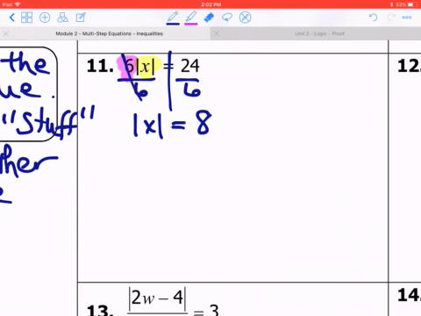Or no, yeah, your teacher's crazy right now. I don't know where that came from. 24 divided by 6 is 4. Okay, let's try that again.